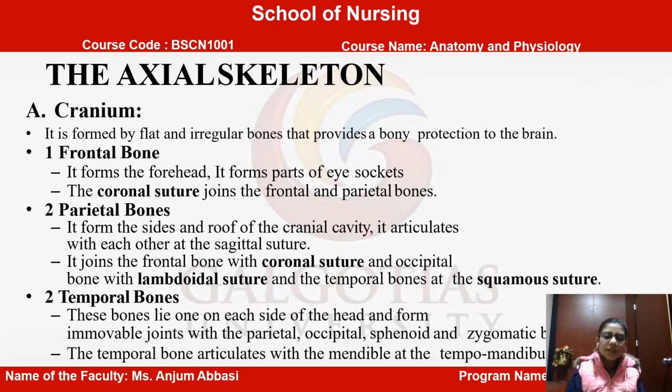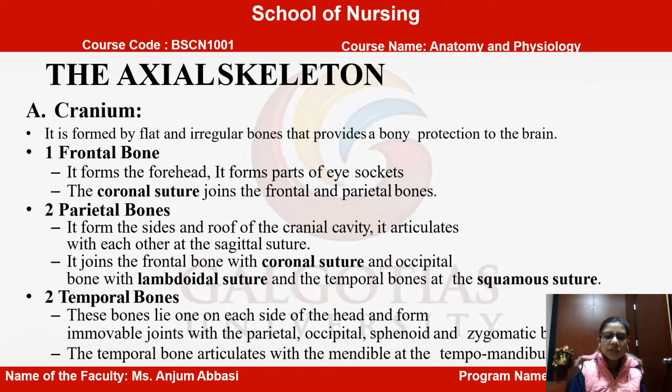So in last class, we learned about the skull, in which there was a division of cranial bone, like cranium, and facial bone. So first one is the cranium. What are the bones which come under the cranium? It is formed by flat and irregular bones that provide a bony protection to the brain. First one is frontal bone. It forms the forehead. It forms part of your eye sockets.